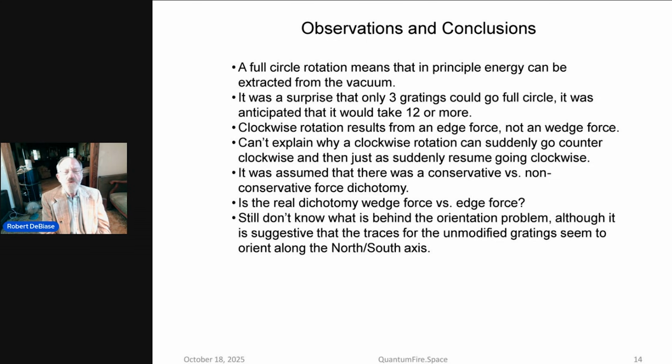It was assumed that there was a conservative, non-conservative dichotomy. And my question is, is the real dichotomy here wedge force versus edge force? And I still don't really know the reason behind the orientation problem, although it is suggestive that the traces for the unmodified gratings seem to orient along the north-south axis.